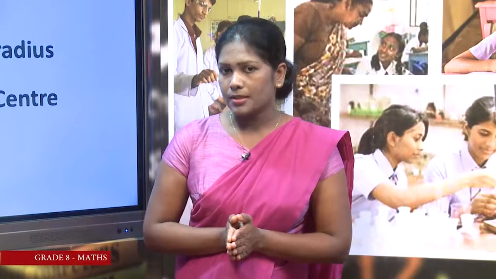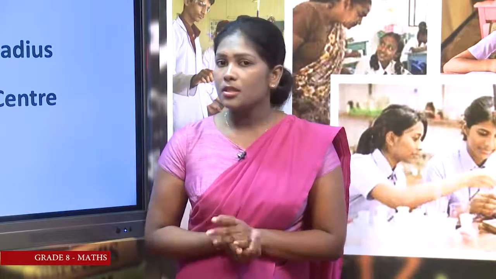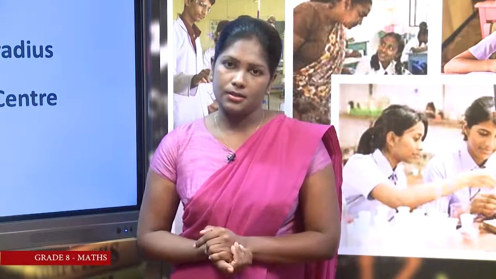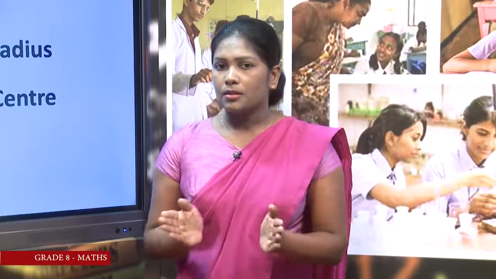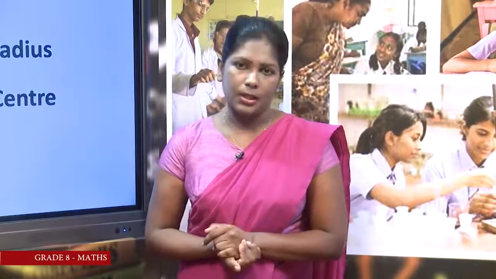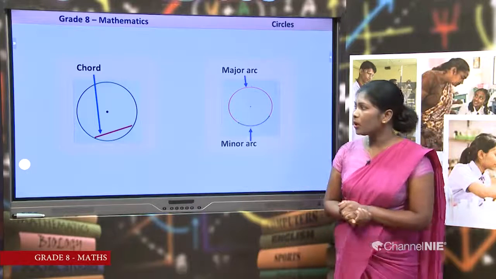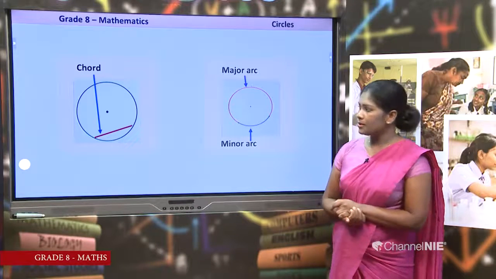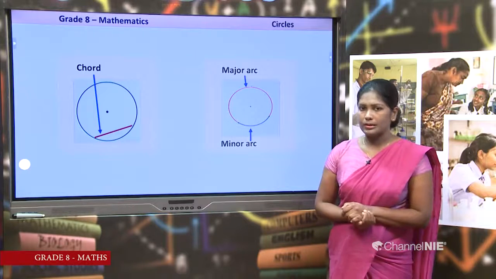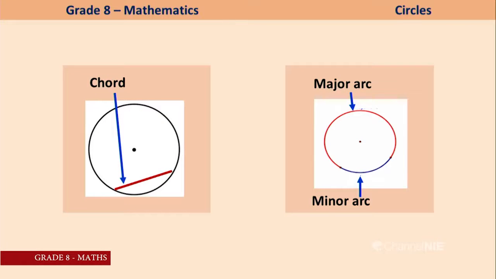So, what is the meaning of the sector? A sector is a region bounded by two radii and an arc, and a segment means a region bounded by a chord and an arc. So, look at that. And also we learned about the chord. A chord is the line segment joining two points on the circle. Here we learned about arcs. There are two arcs, major arc and minor arc. The major arc, you can see in red color, is the largest one. In blue color, you can see the minor arc, the smallest one.